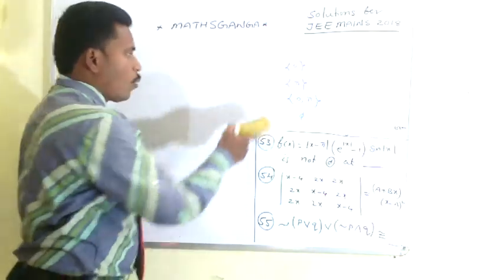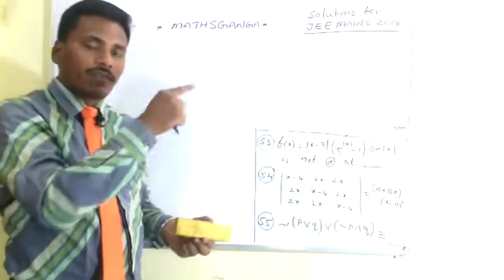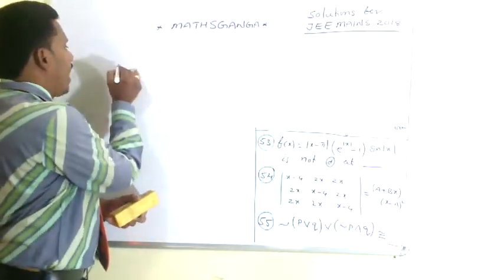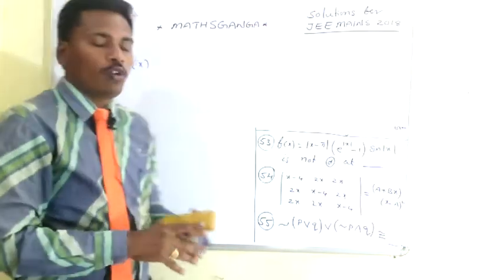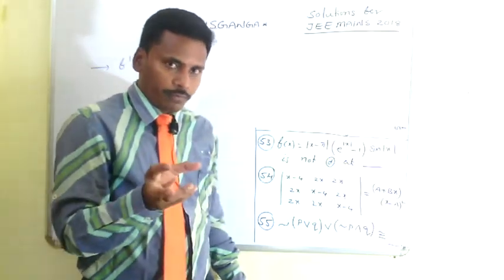To check whether f of x is differentiable at the given points 0 and pi, I am directly calculating f dash x. In calculating f dash x, you need to know two different rules. The first one is the product rule.